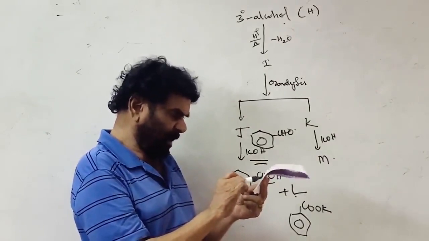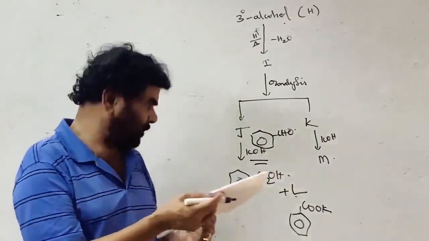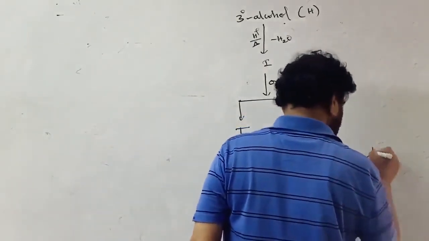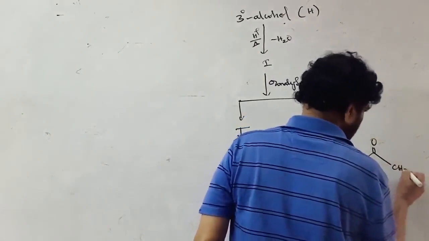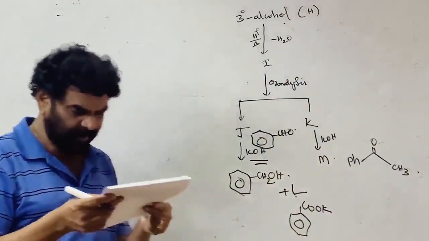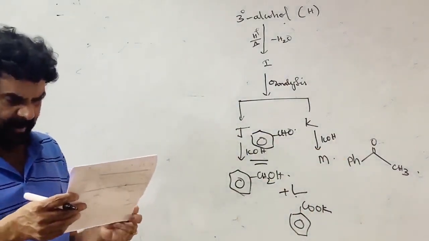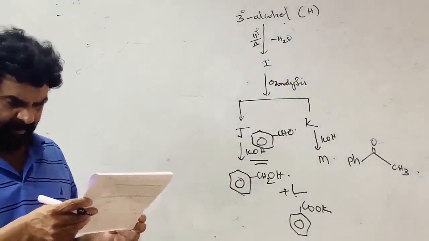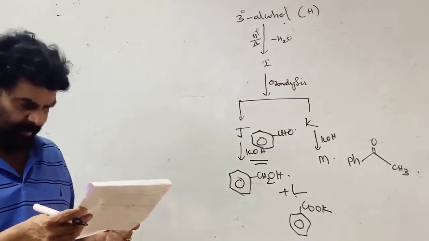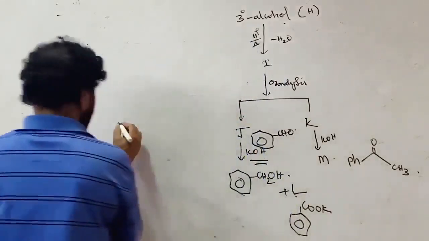Correct? And the other one is acetophenone, that is methyl phenyl ketone. That combination. These two are matching, but in the other options these two are not matching. Benzyl alcohol is not there in the other case. Benzaldehyde, yes, only D matches. The compound must be benzaldehyde.